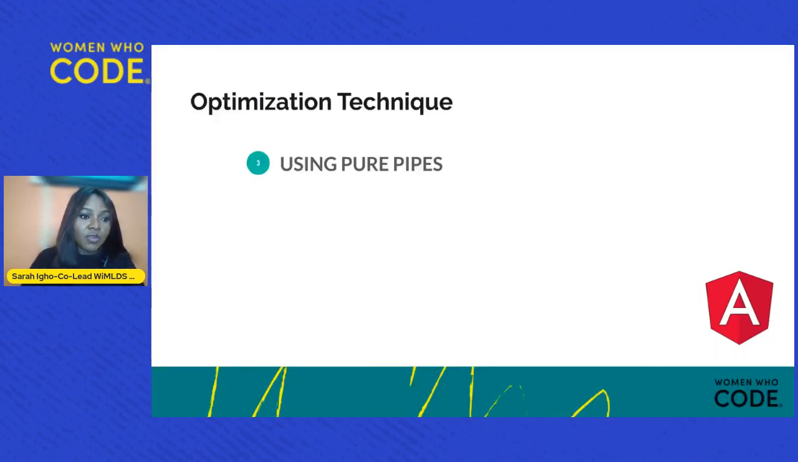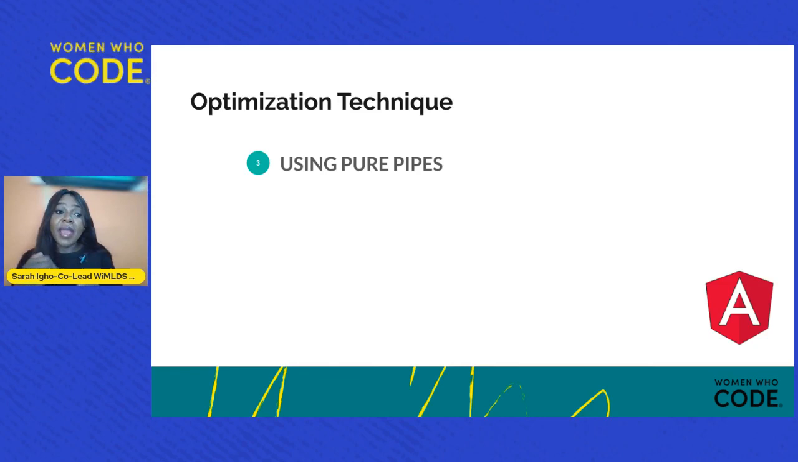So moving on, the next concept is using pure pipes. In Angular, a pure pipe is only called when Angular detects a change in the value or the parameters that are passed to it. Just as we have two types of change detection strategy in Angular, we also have two types of pipes. Your pipes could be pure, your pipes could be impure. It's better to use pure pipes.